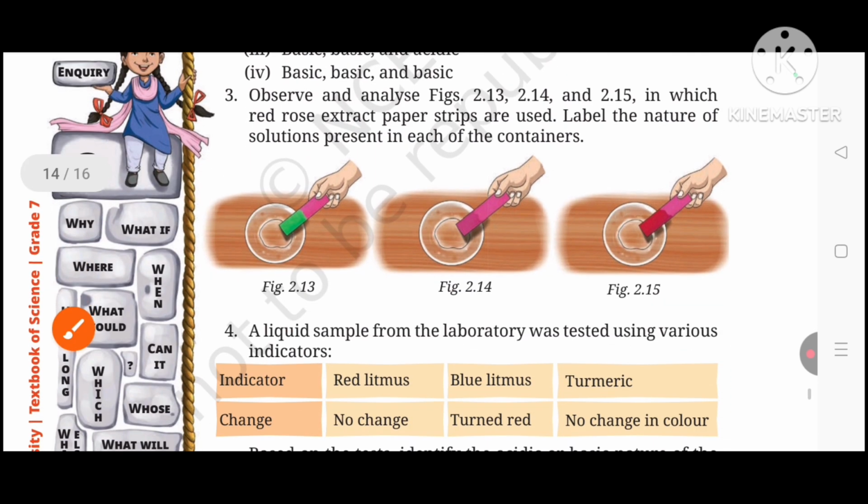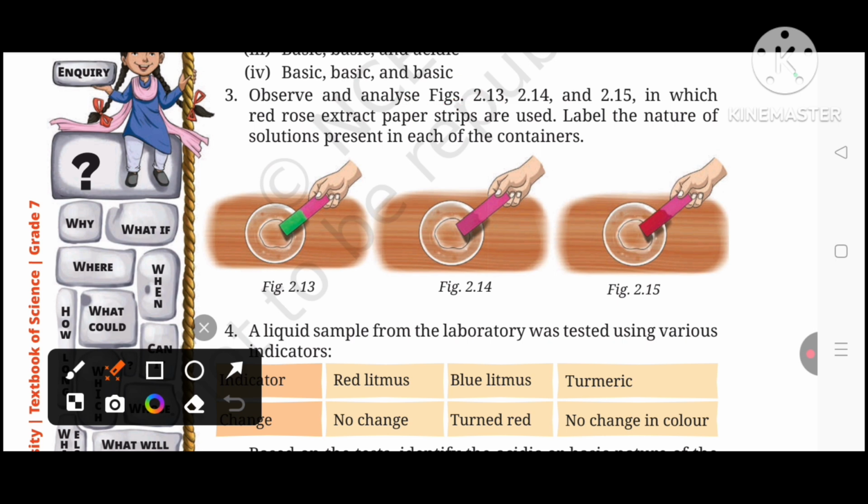Let us move towards our next question. Observe and analyze figures 2.13, 2.14, 2.15, in which red rose extract paper strips are used. Label the nature of the solution present in each of the containers. I already told you that if the red rose extract gets converted into a greenish color, then the solution present in this petri dish is basic in nature. If the red rose extract changes into a reddish color, then it indicates that the solution present in the petri dish is acidic in nature.